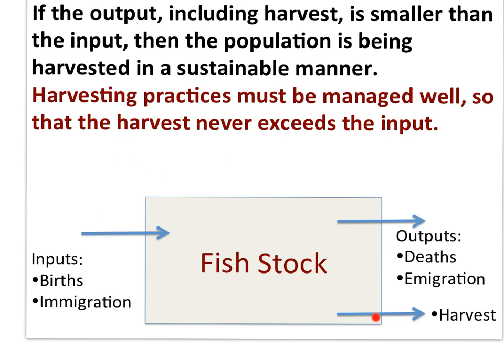A stock of fish, let's say a marine species, has inputs, which would include births and the development of juveniles and immigration, and has outputs, which would include natural mortality, emigration, and harvest. Now, if the outputs, mortality, emigration, and harvest, don't exceed the inputs of birth and immigration, then the stock of fish can be maintained and harvested in a sustainable manner. Harvesting practices must be managed well so that the harvest never exceeds the input.